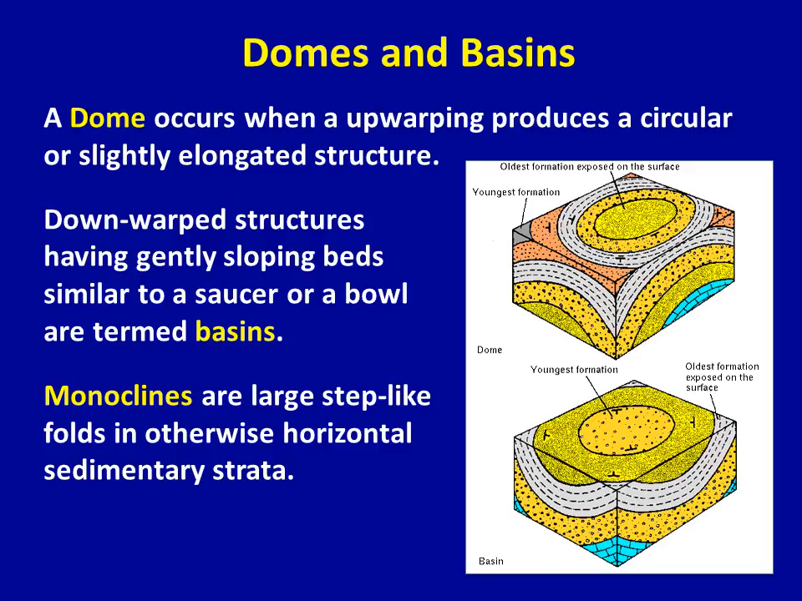Now, I don't have that pictured here, but a monocline is another term that is used, and this is where you just have essentially horizontal strata that's been pushed upward in kind of like a stepwise fashion in some area, but otherwise it's flat.